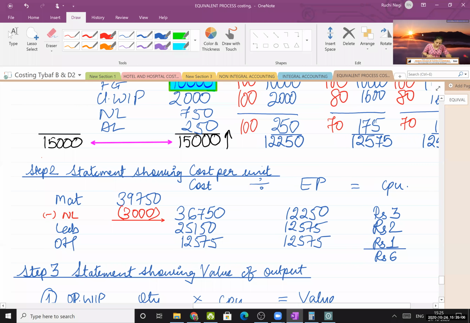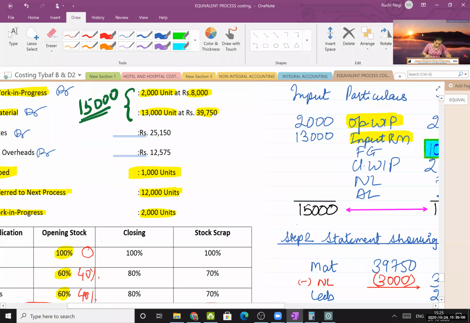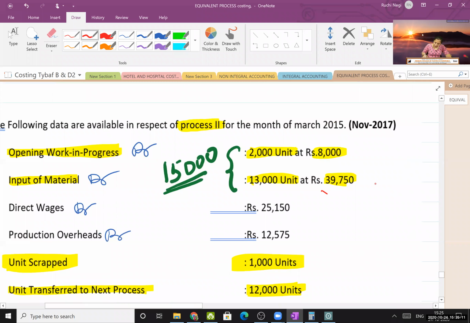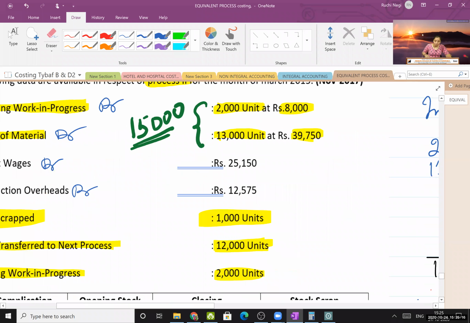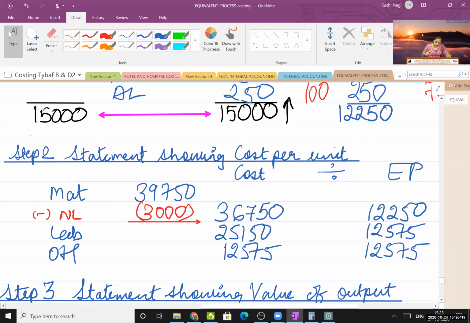Okay, so how much is my material? Material कितने में लिया मैंने? 39,750, right? But इसके साथ loss भी तो हुआ है, scrap loss हुआ है ना? Scrap is nothing but something that you sell and you recover money out of it. But it is not as good as trading because it's not on selling price basis, it is on scrap value basis.